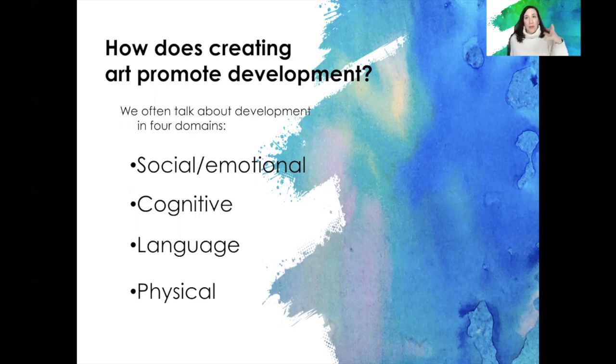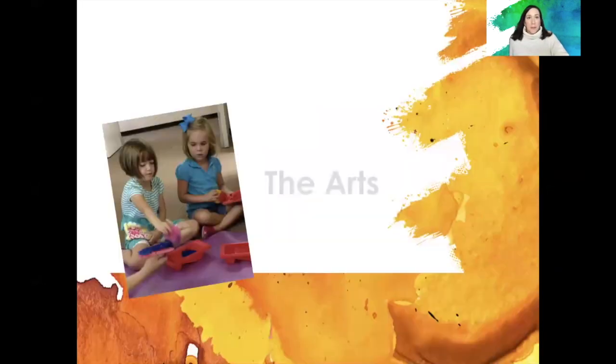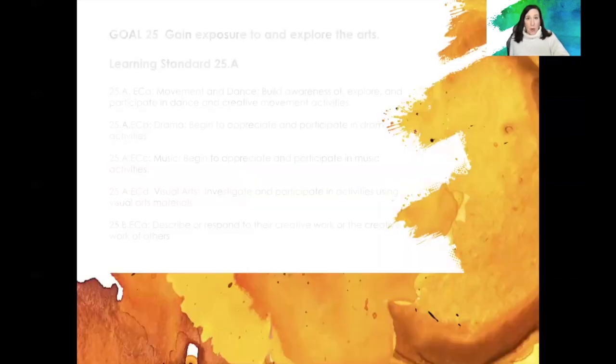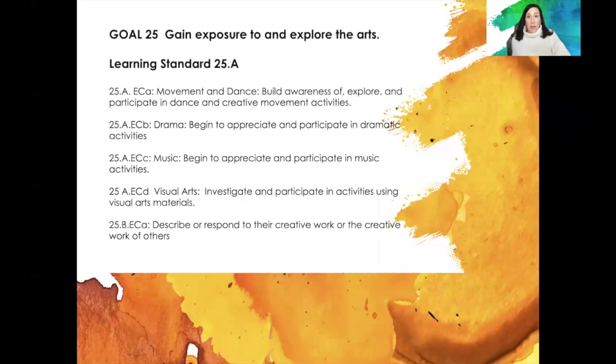And then gross motor: running, jumping, swimming. Those are gross motor activities. And that's physical development. So we want to think about how the arts fit in with all of this, the arts being creative arts like art, painting, music, dance, those kinds of things. And the Illinois Early Learning Development Standards spell out some goals for the arts, which are gain exposure to and explore the arts.